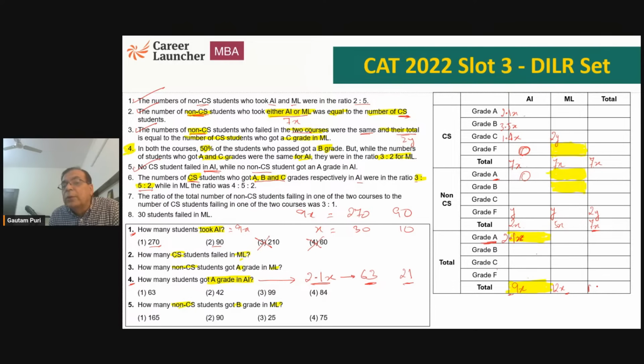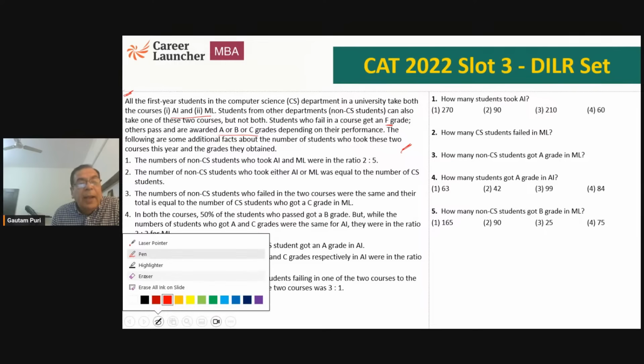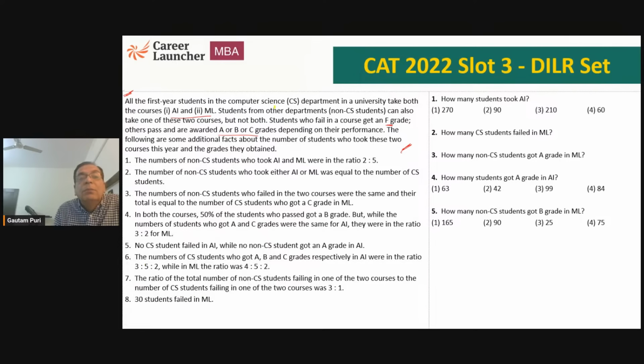Anshika, this total will be 14x. Anshika, no, just go back to this. You're missing out on one basic item. Let me highlight that part which you're missing out on. All first year students in computer science department take both the courses. And Anshika, if you take two courses, you do not become two people. Now you're still one individual.